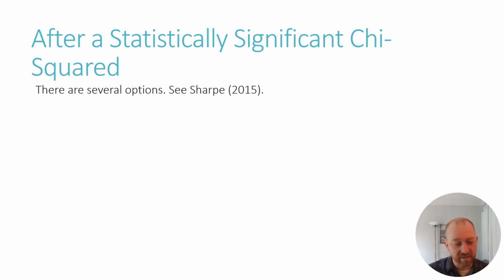But of course, after you have that chi-squared statistic, there are several things that you may do. There are also some things that you should do. I recommend Sharpe's reading there. I've also provided that in the description of the video for a fairly straightforward review of what you should probably do and what would be most appropriate for your situation.